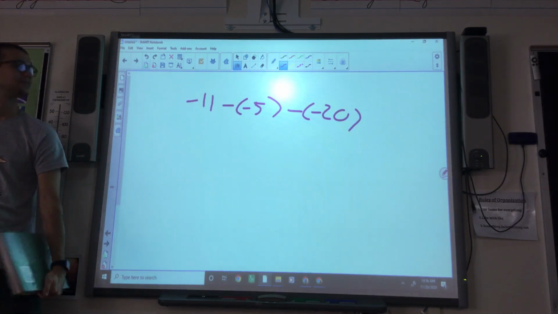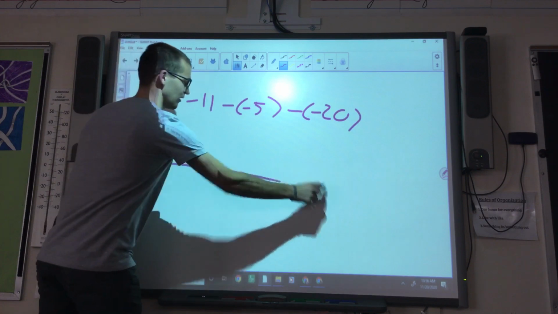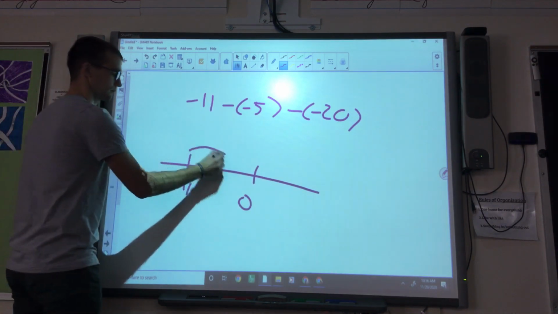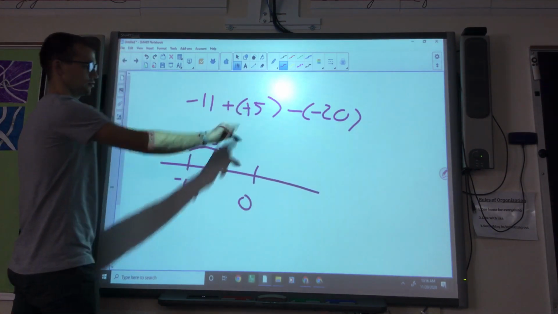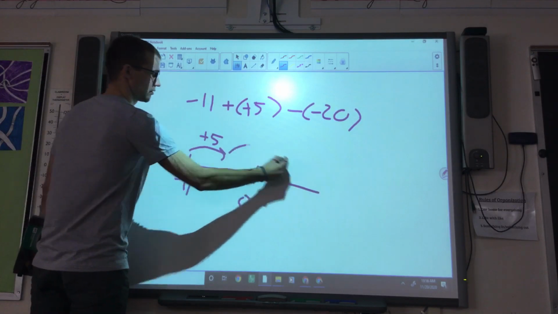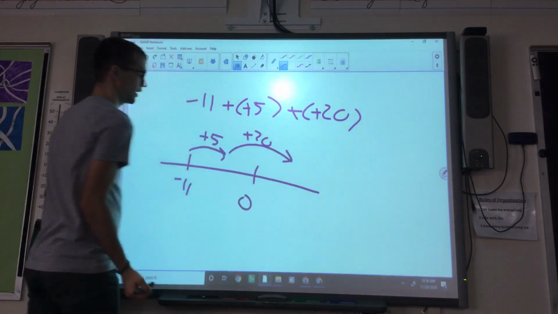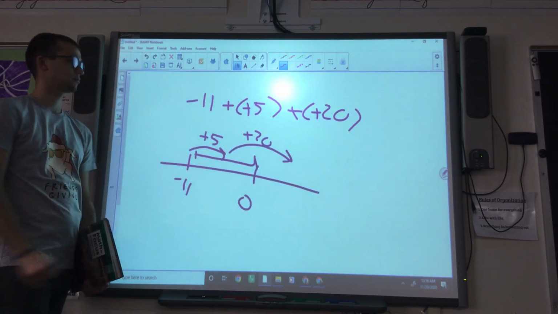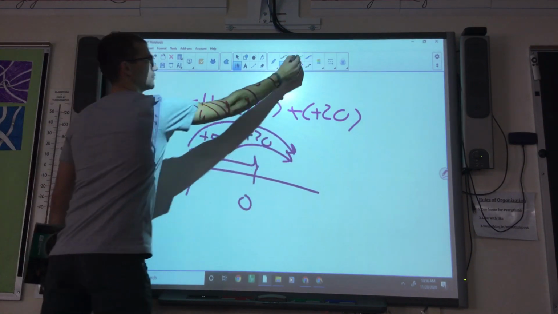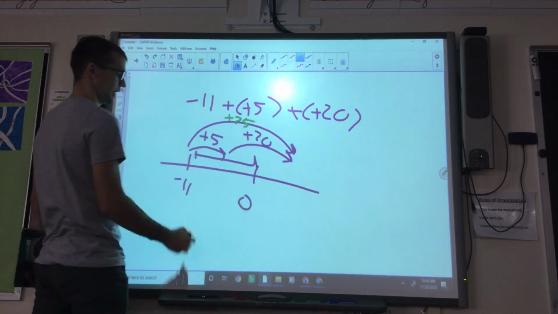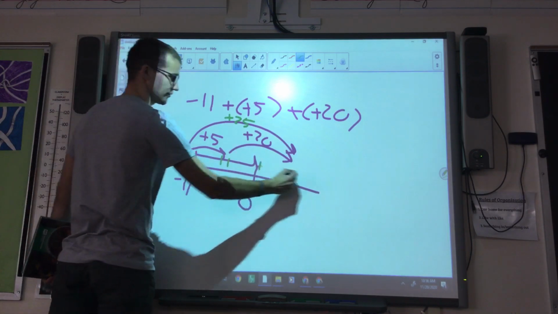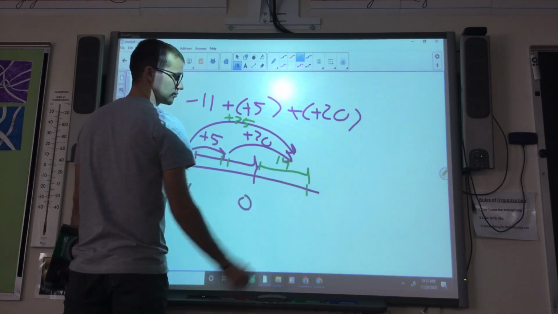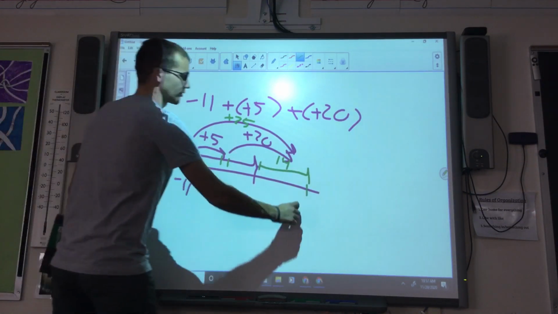You start with the number line. You go negative 11, and then you go positive 5, because these turn into addition, and then you go positive 20. So over the whole thing, I'm gonna go positive what? Positive 25 total. So this part right here is gonna be 11, and I have how much left to go forward? 14. So I'm gonna end up at 14 at the end.